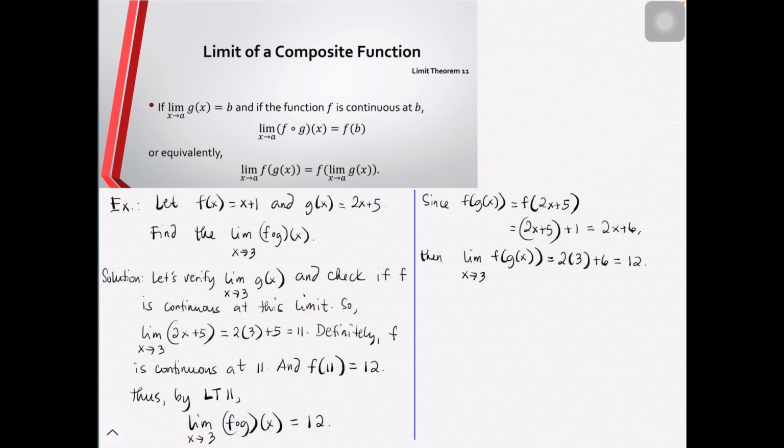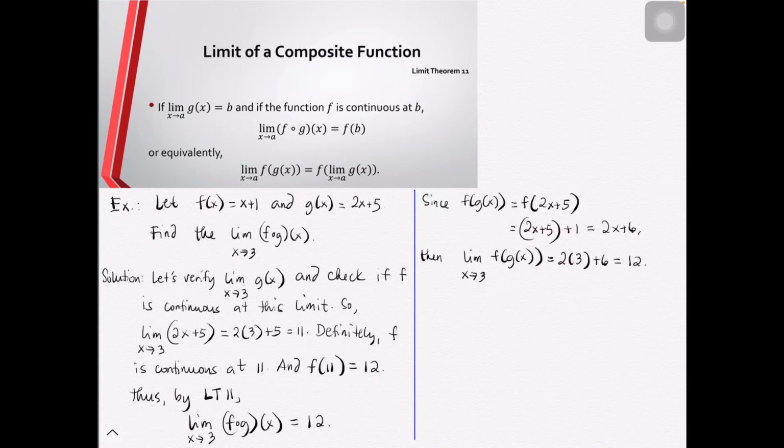Example on how to apply limit of a composite function. Limit of a composite function says that if the limit of g of x as x approaches a would be equal to b, and if the function f would be continuous at that b, then definitely the limit of the composite function f of g of x as x approaches a would be equal to f of b. Equivalently, we may have this one too.